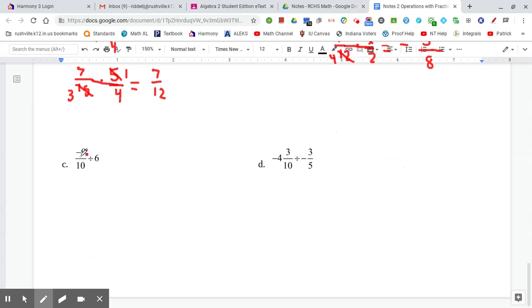For my next example, I'm going to keep the first fraction the same, so I'm going to have negative 9 over 10. I'm going to change from division to multiplication, and I'm going to flip the second fraction around. So 6 right now is not a fraction, but I can make it into a fraction by putting it over 1. So now I need to flip it around. I'm going to change it to the reciprocal, so that's going to become 1 over 6. A negative times a positive is negative, and then I look to cross reduce. So 9 and 6 are both divisible by 3. So now that's going to give me 3 times 1 is 3, and 10 times 2 is 20.